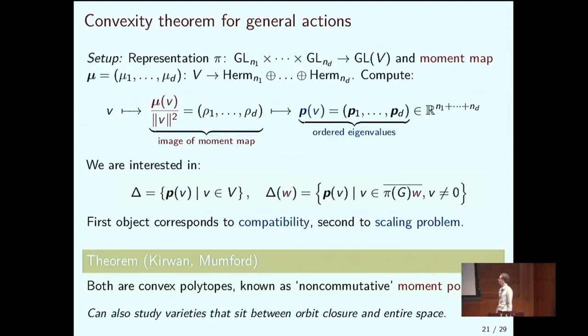The remarkable theorem here, which in this special case possibly goes back to Mumford, but in generality was proved by Kirwan, is that such objects are again convex polytopes by the nature of the setup. This is the second kind of convexity, the hidden convexity that makes these objects moment polytopes. Sometimes you may say non-abelian or non-commutative moment polytopes, because the group GL_{n1} up to GL_{nD} is non-commutative. So that's the general convexity theorem.